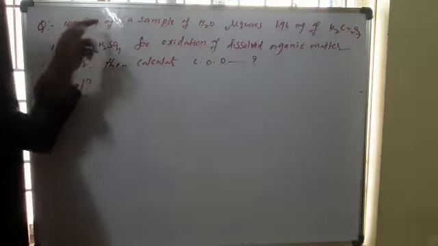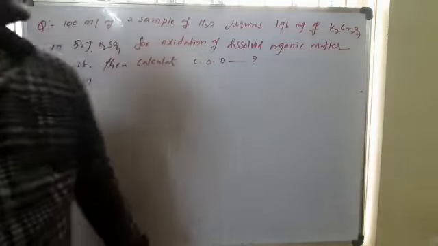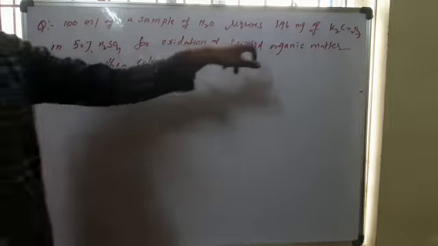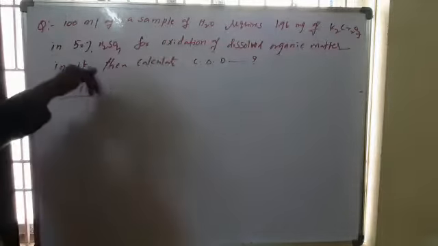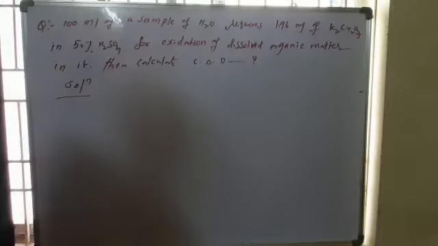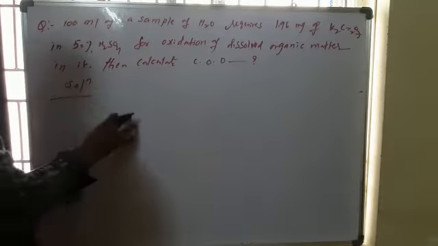The question is: 100 ml of a sample of water requires 1.96 milligrams of potassium dichromate in 50% sulfuric acid for oxidation of dissolved organic matter in it. Then calculate chemical oxygen demand, COD. Here note the solution.